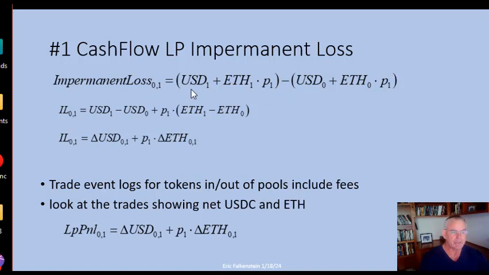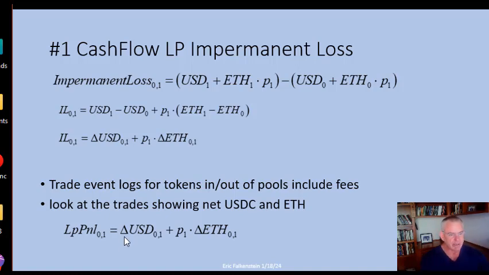And so if we just rearrange, it's the change in USD amount for Eve in the pool plus the current price times the change in ETH for the LP. The nice thing about this is you can look at the event logs and just see how much goes in and out. And the event logs for Uniswap and Trader Joe are before fees. So this is all the money that's going to the LPs.